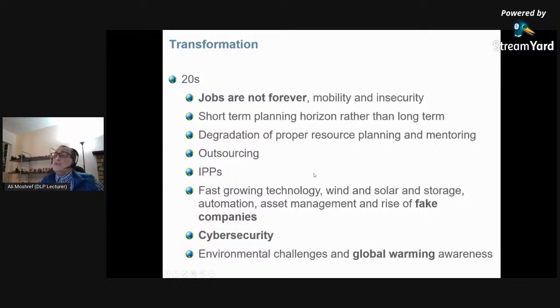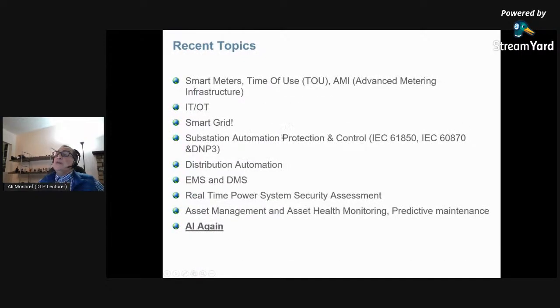So these are important things: outsourcing, IPPs, independent power producers, fast growing technologies, cyber security, environmental, and all that, and some areas of topics of interest. So you all know about it.